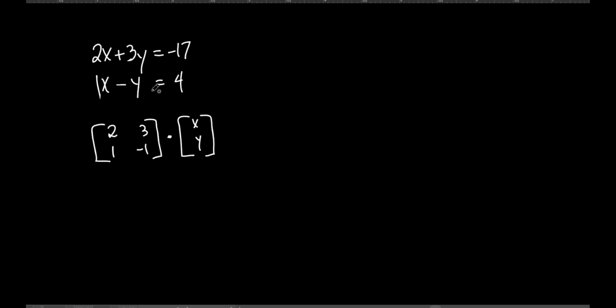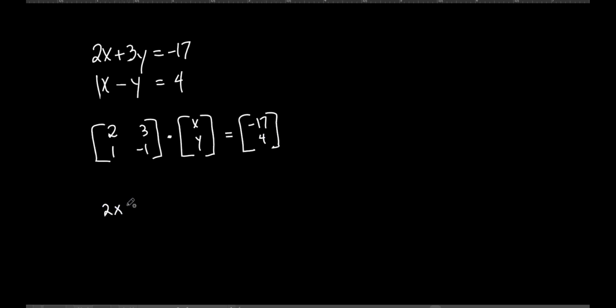I'm just breaking this down without the x's and y's, and I'm breaking it down into matrices. And what we're going to do is solve for this matrix. All right, we're going to solve for x and y. So we got another matrix. What about these numbers right here? -17 and 4.